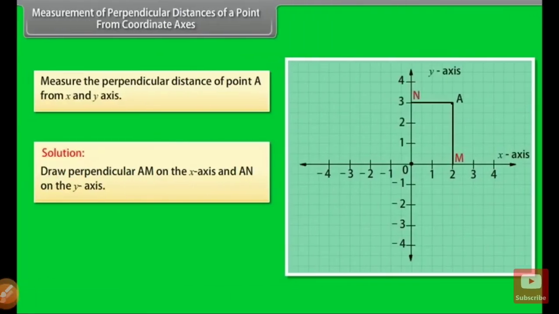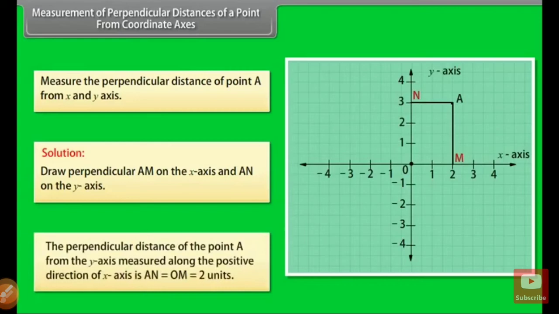Next one is here. So the first question is here: measure the perpendicular distance of a point A from the X and Y axes. So how can you draw the line according to this question? First you have to draw perpendicular AM on the x-axis and AN on the y-axis. You can see on the screen.